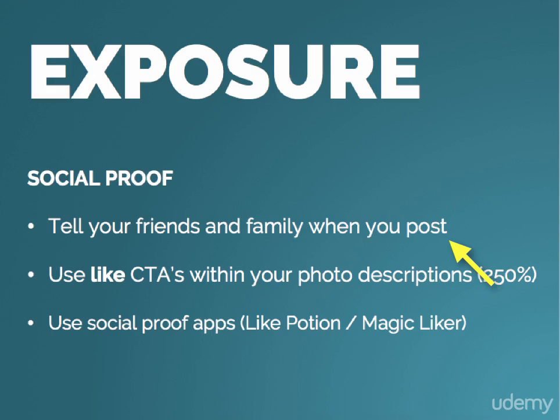So number 2 is to use call to actions within your photo descriptions. So when posting your photo and filling in the caption, don't be afraid to say like if you agree, or like if you think this photo is beautiful, and give them a call to action. It's proven to increase the amount of likes that you get by 250% on average. So having that like call to action may seem small, but it really does increase the amount of people who like your post.